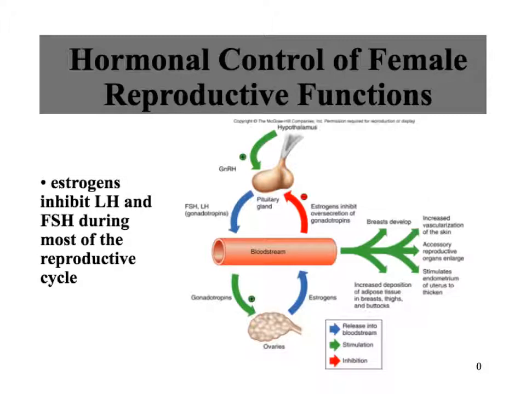Stimulation of the ovaries will produce the female hormone estrogen, and the estrogen has multiple effects, obviously increasing breast development and vascularization of the skin, but most importantly in reproduction, it stimulates the endometrium in the uterus to thicken. And that estrogen will continue after fertilization.